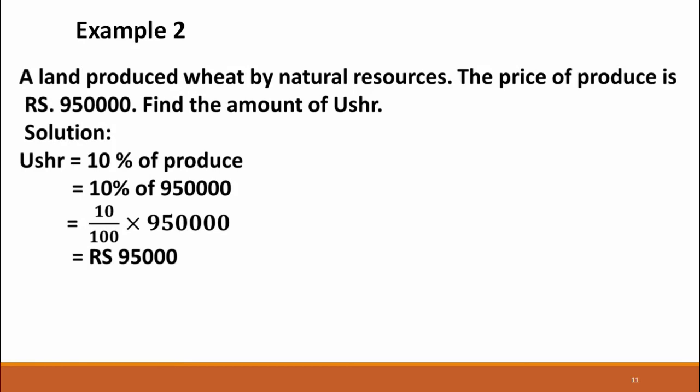So in this problem, you see the land produces wheat. The price of produce is Rs 950000. To find the amount of Ushr, it is 10% of the produce. So 10% of 950000. 10% means 10 divided by 100 multiplied by the total. After simplification, we obtain the amount of Ushr for this total amount as 95,000 rupees.